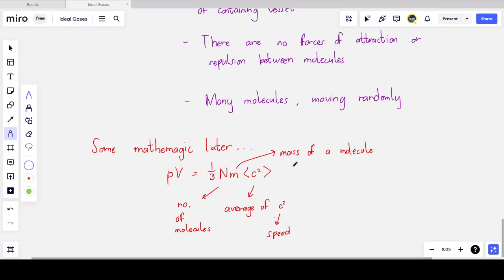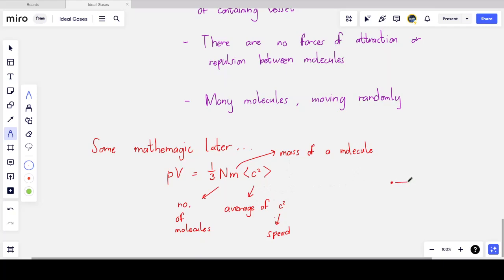So I'm actually relating macroscopic quantities P and V, things I can measure on a large scale, pressure and volume, to an understanding of what's happening on the microscopic scale, the average of C squared. If I look at all of the speeds, the distribution of speeds of the molecules, and I square the speeds of the molecules and I find the average, this is what I'm finding.